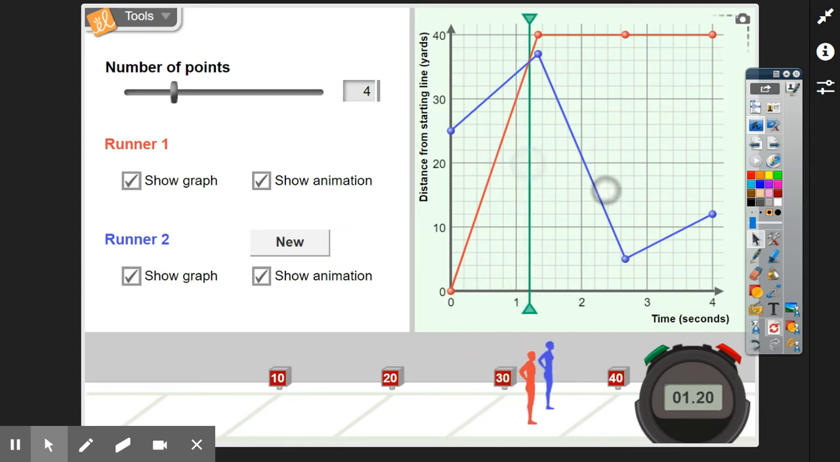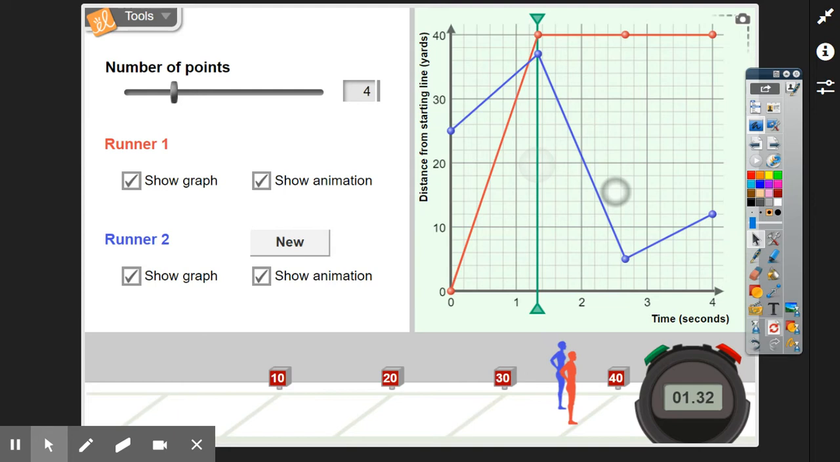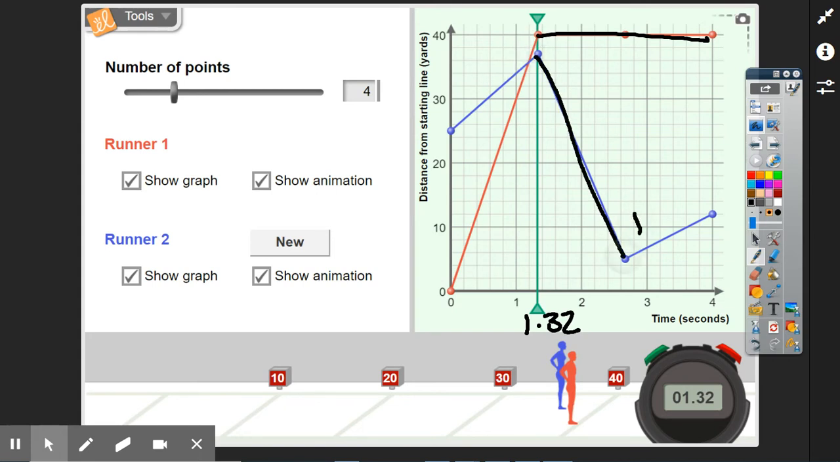and then right here at about 1.32 seconds and a little bit over, the red runner is almost to that finish line, and that's when the red runner stops. But the blue runner, the line changes direction. So if that line changes direction, that means that runner is going to change direction.